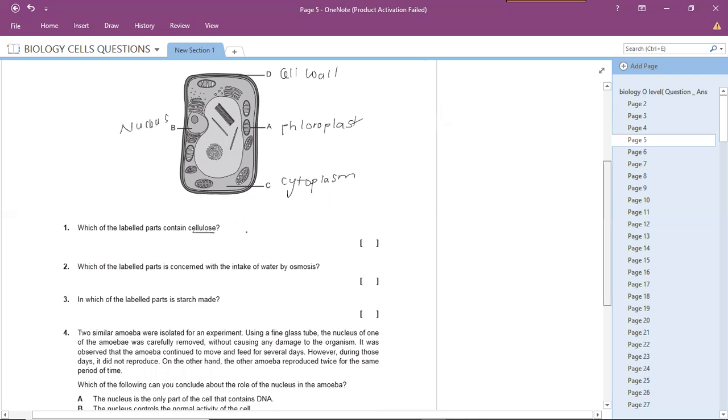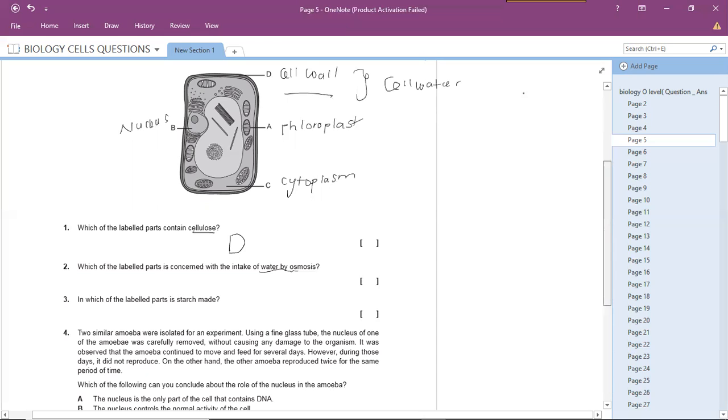Remember in the previous lecture, I said cellulose, cell wall. So our answer is the cell wall, which is structure D. Which of the labeled parts is concerned with the intake of water via osmosis? So I'm going to tell you this here. The intake of water via osmosis is the function of the cell wall.